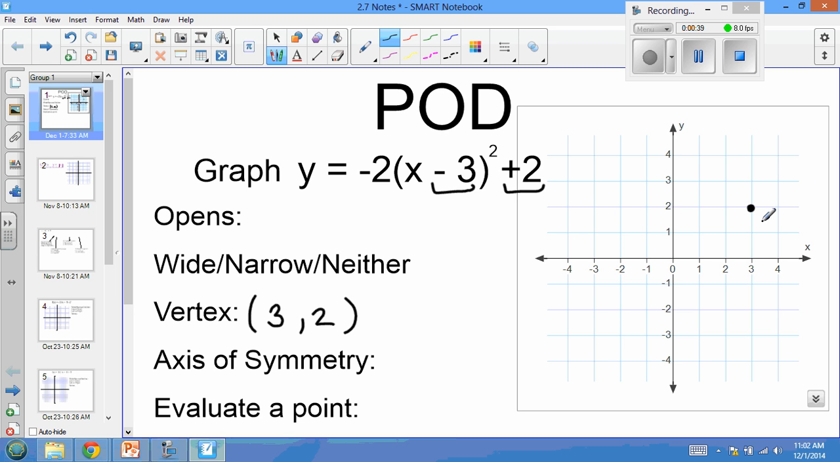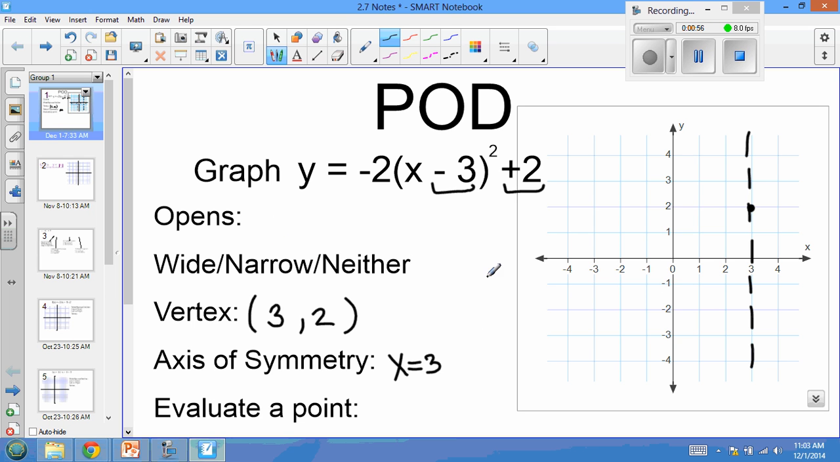Okay, does anyone remember what goes directly through our vertex every single time? Our axis of symmetry, so x equals 3. So I'm going to draw my line of symmetry directly through my vertex. Remember, this is our line of reflection.